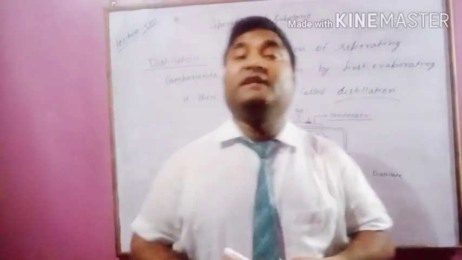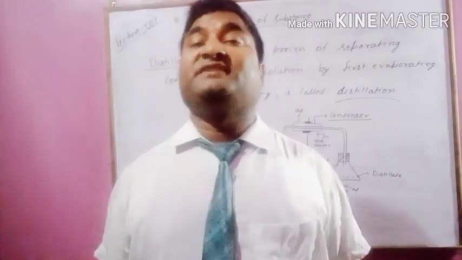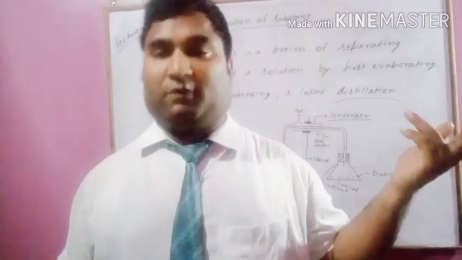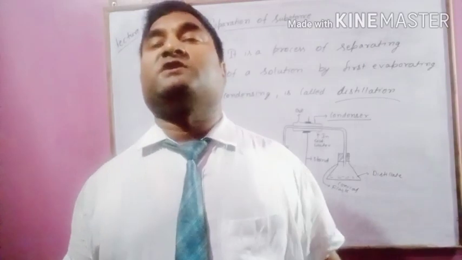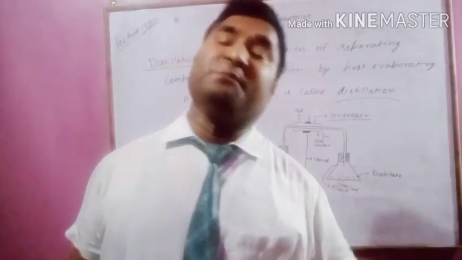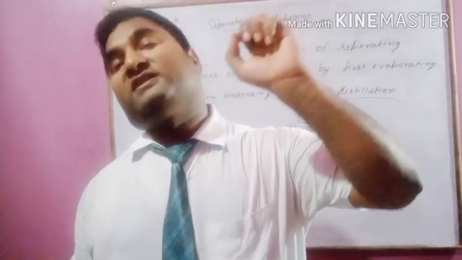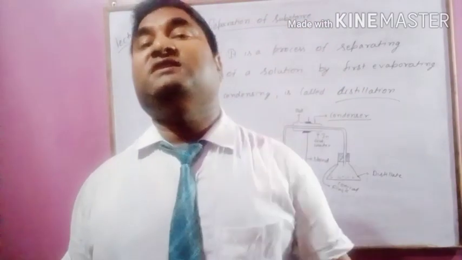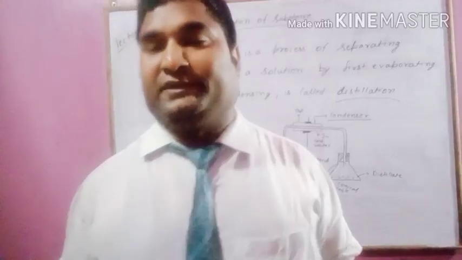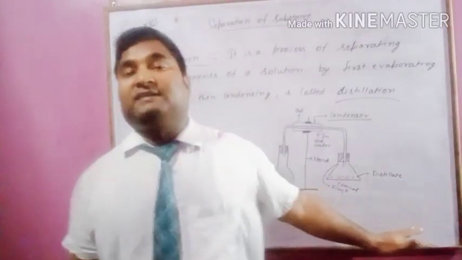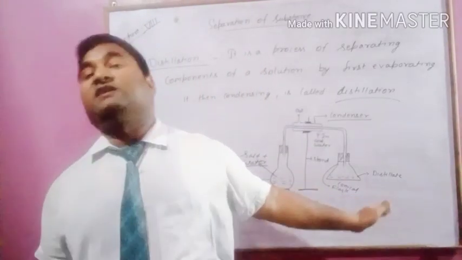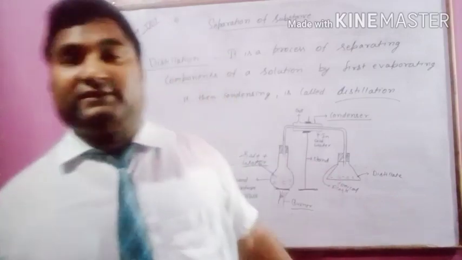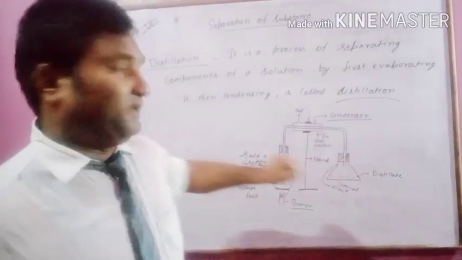What is distillation? It is a process of separating soluble impurity, also you can say. It is a process of separating soluble impurity by first evaporating, then condensing it. This process is called distillation. So here is a diagram which says how distillation is done. See this, I'll explain to you.